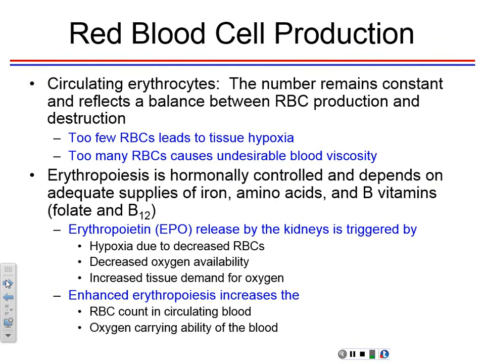So erythropoietin, of course, is released by the kidneys. This erythropoiesis is hormonally controlled, and one of the hormones is EPO, erythropoietin. It depends on adequate supplies of iron, amino acids, vitamin B, folate, and so forth. You need all those things to form red blood cells. So erythropoietin is released by the kidneys.